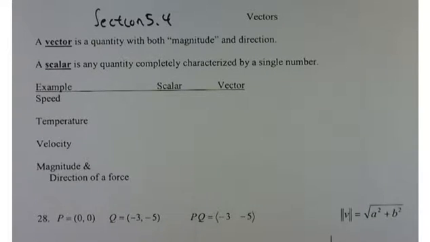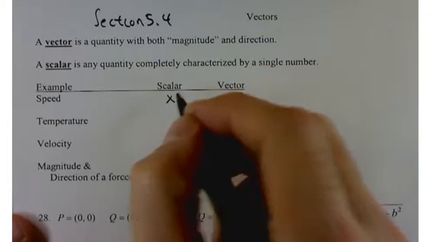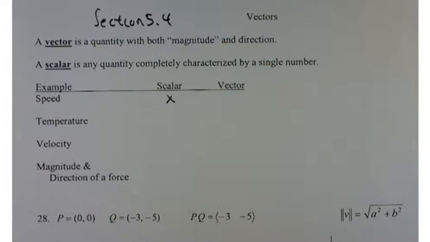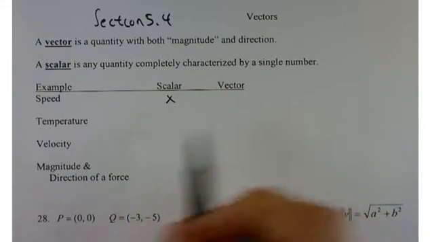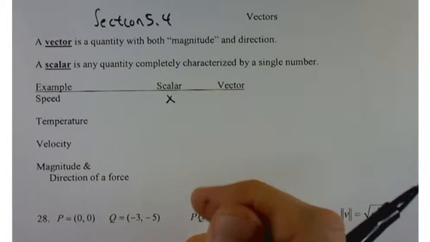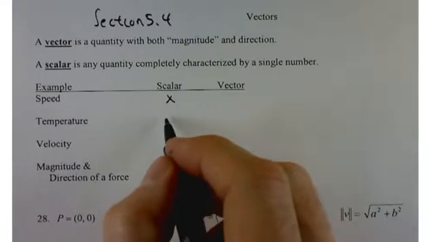So if you're driving maybe 70 miles an hour on the off-ramp or something like that, then that's just a speed. It's not telling you where you're going. It's not saying 70 miles an hour north or 70 miles an hour south. It's just a speed. So that would be a scalar quantity. What about temperature? Is temperature a scalar or a vector? Does temperature have magnitude and direction? Now, there's no direction for temperature, so again, that's a scalar.